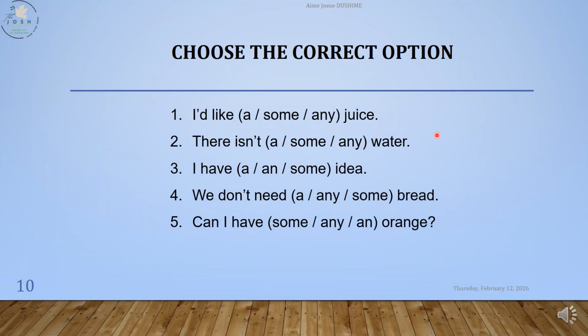I'd like dash dash trees. There isn't dash dash water. I have dash dash idea. We don't need dash dash bread. Can I have dash dash orange?